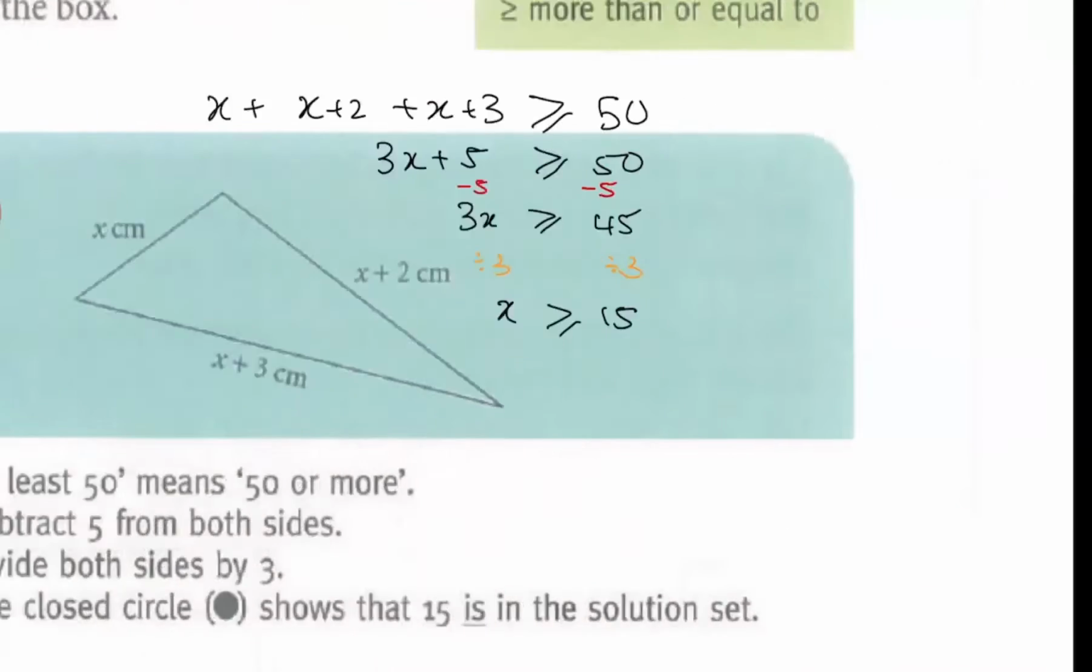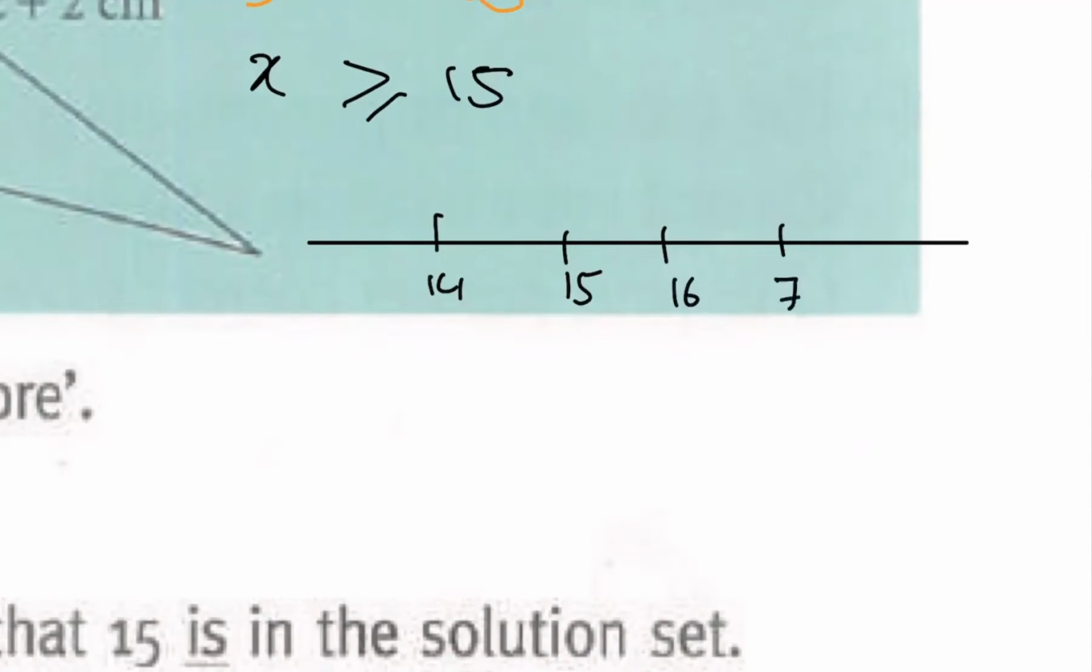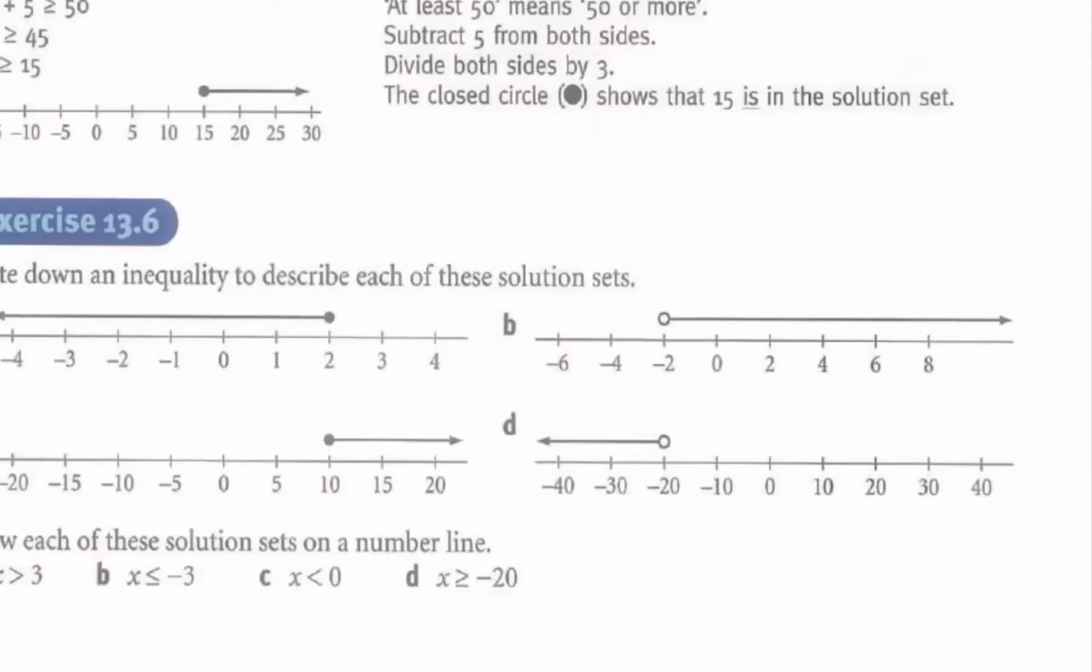If I want to draw it on the number line, my solution set will be here: 14, 15, 16, 17, 18, and so on. Including 15, so this is a solid circle, and my line will go to the right because it's more than. This is a solid circle because it includes 15, because it is equal. You can see it says more than or equal to 15. That's why you have a closed circle, and then you draw the line.